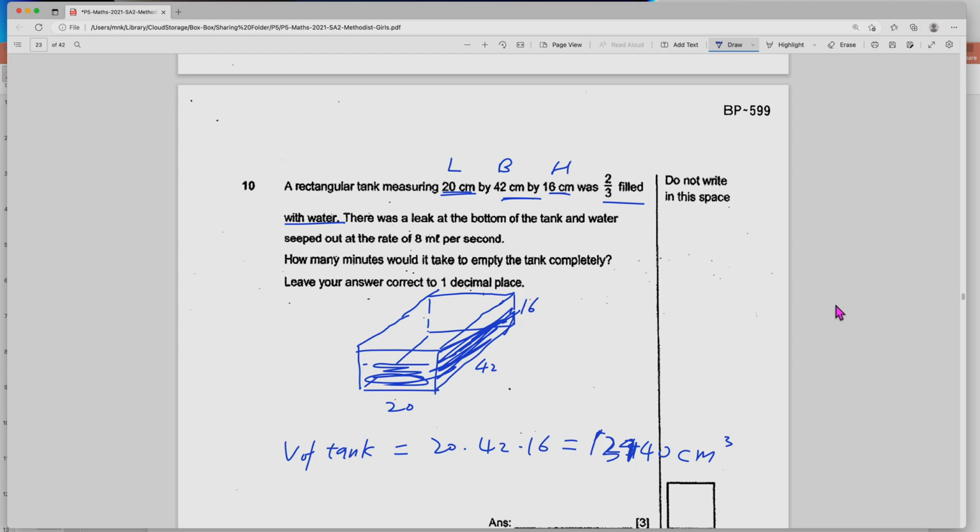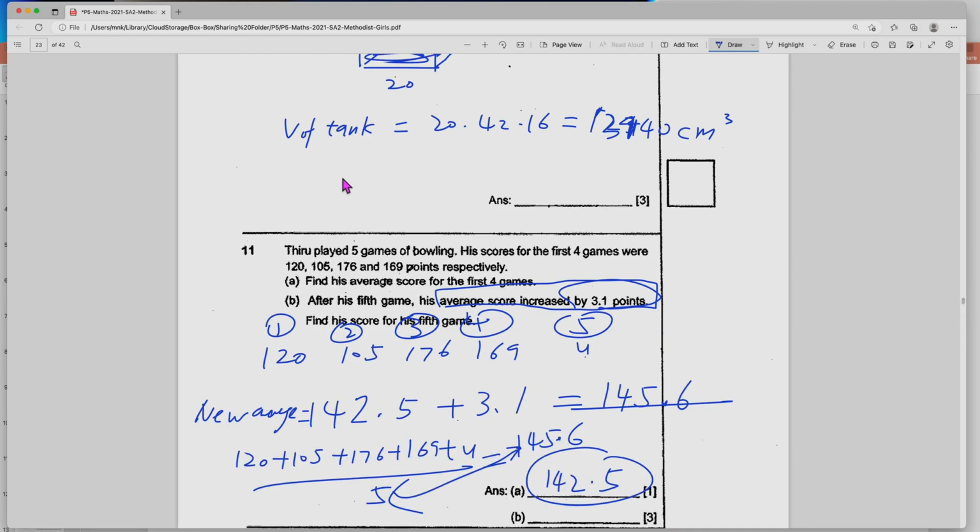So in a way, the volume of water will be 2/3 of this, which is, can you help me out? Just use the answer times 2/3. No need to key it in again. 8960. So this is the water level. Can you see? Water here, this is the tank. So very clear.